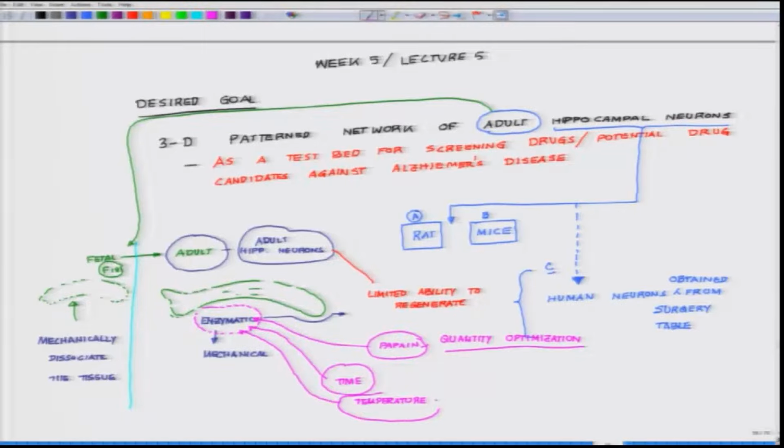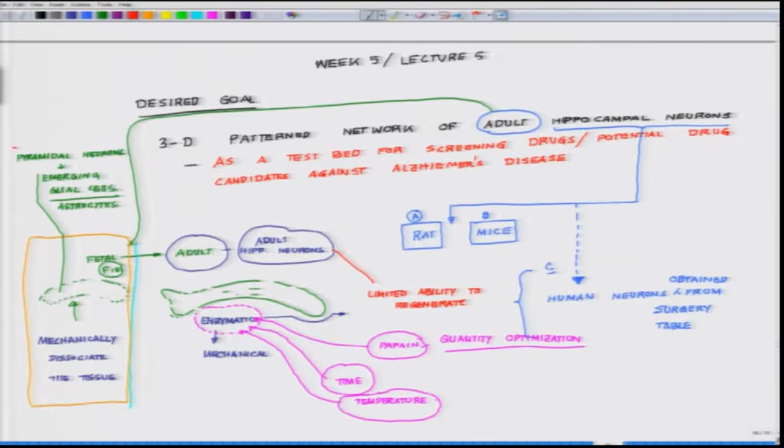So, once you optimize these parameters, then you have to realize while you are mechanically dissociating a fetal tissue out here in this situation, in that situation most of the prominent cells which were present there were pyramidal neurons and emerging glial cells, which are mostly astrocytes.